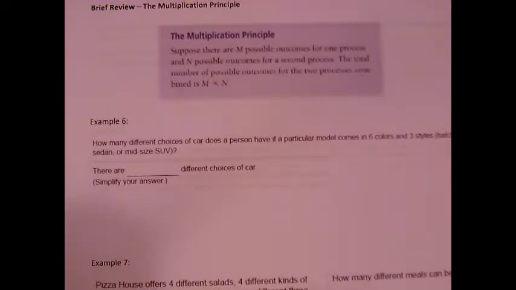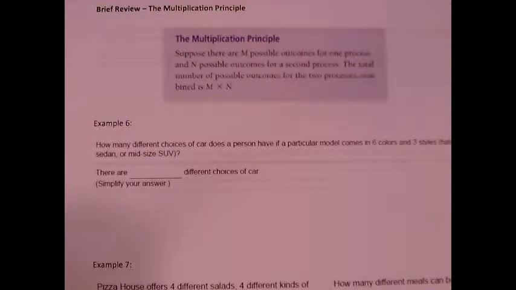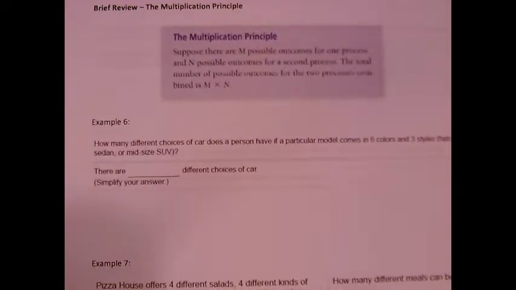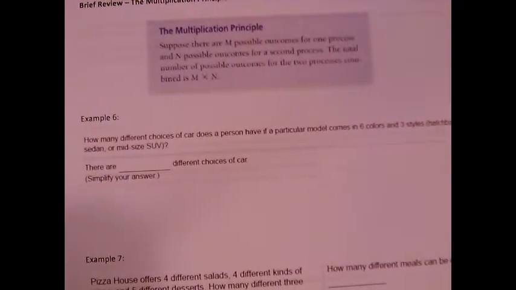All right, next we'll look at the multiplication principle. I'm just going to do a short review of the multiplication principle. It states here, suppose there are m possible outcomes for one process and n possible outcomes for the second process. The total number of possible outcomes for the two processes combined would be m times n. Okay, so we just multiply those possible outcomes together.